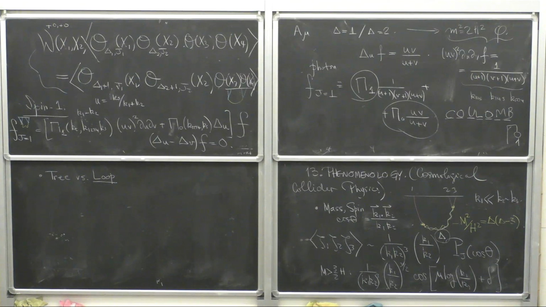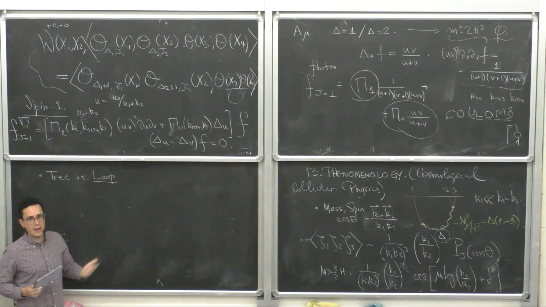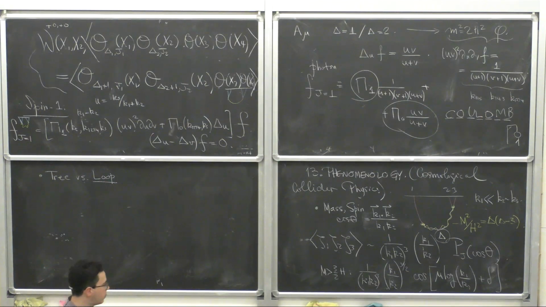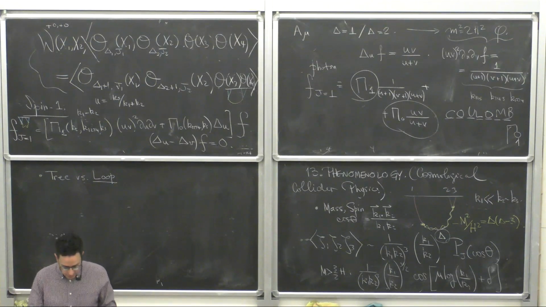So loops are very interesting for phenomenological reasons, but mathematically they're very interesting because we don't know how to compute them. So we have this machinery to deal with trees, but the moment you add the loop measure, we still haven't found the right language.